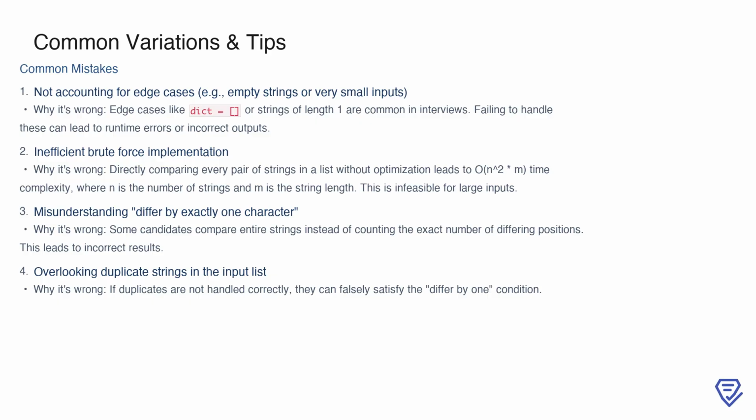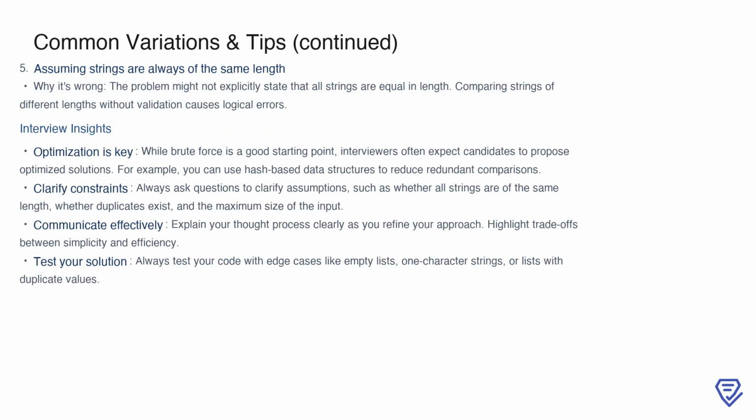A third mistake is misunderstanding the requirements, specifically, the condition that strings must differ by exactly one character. Some candidates mistakenly compare entire strings without ensuring that exactly one position differs, leading to incorrect results. Lastly, overlooking duplicate strings in the input list is a subtle but critical oversight. Duplicates can falsely meet the differ by one condition if not handled properly, so it's important to address them carefully in your solution. Another common assumption to watch out for is that strings are always of the same length. If the problem doesn't explicitly guarantee this, failing to validate string lengths can lead to logical errors.